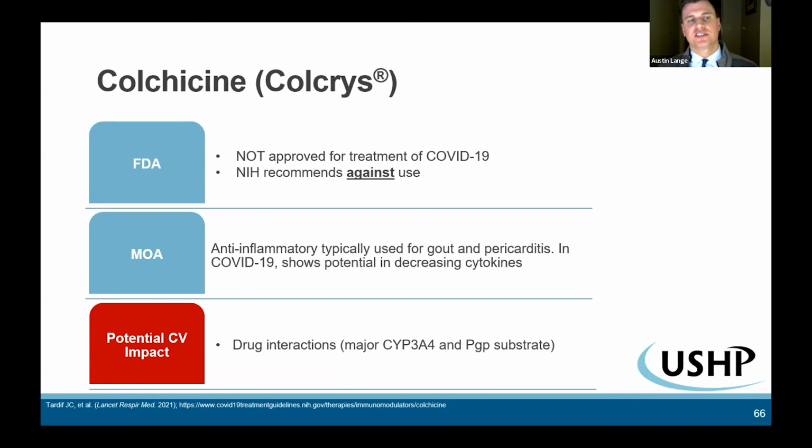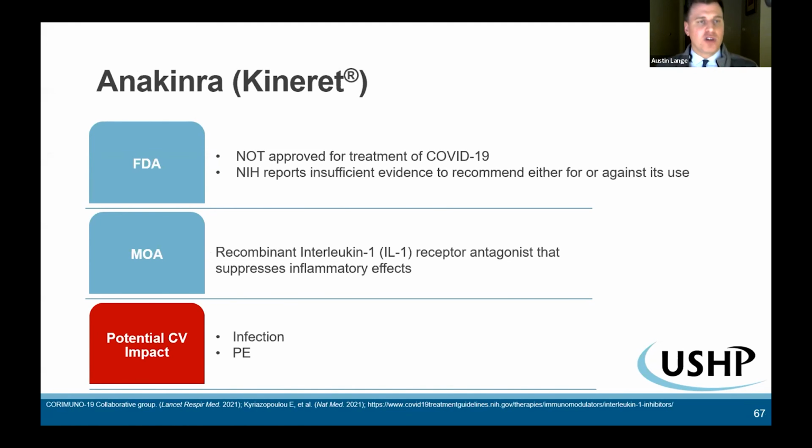Colchicine or Colcrys is an anti-inflammatory, sometimes used in gout or pericarditis. We want to avoid using this because it's not approved in COVID-19, and the NIH recommends against its use. A patient might be on it if they're treating myocarditis, which has not been approved, but again, it's not approved in COVID-19 either. So just keep an eye on that, especially for the drug-drug interactions, as it is a major CYP3A4 and P-gp substrate.